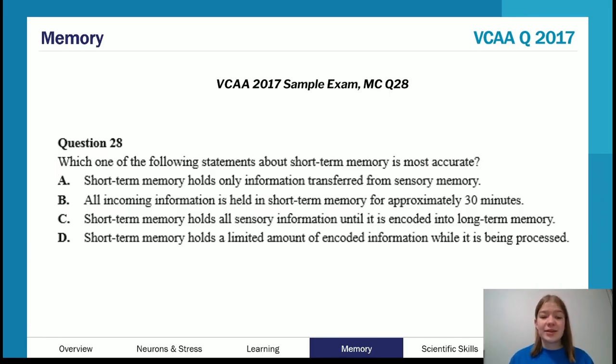Our correct answer here is not A, because when we retrieve things from our long-term memory, we're going to hold it in our short-term memory. It's not B, because it doesn't hold all of the information, and it's not for approximately 30 minutes. It's up to 30 seconds. And then it's not C, because not all of our sensory information is going to get in there. Our short-term memory is limited in duration and capacity. But it is D. Short-term memory holds a limited amount of encoded information while it is being processed.